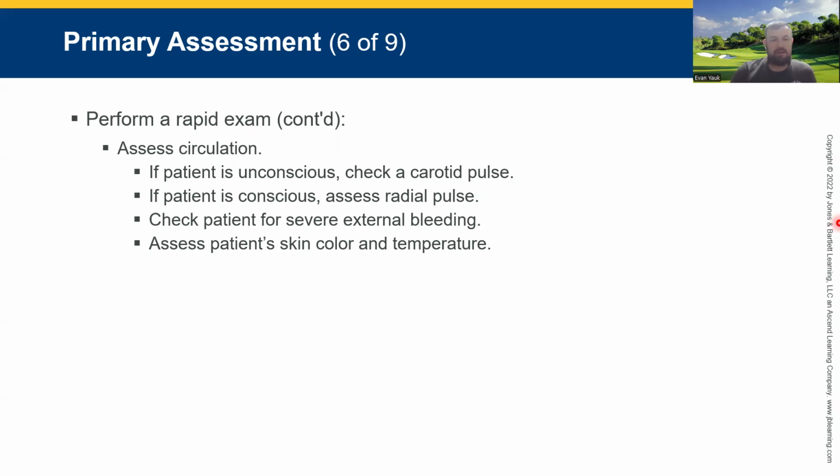Assess patient skin color and temperature. Some people are paler than others, some are darker than others, but most of us can tell if there's good circulation. Yeah, they're nice pink, warm, and dry. That's what we want. If they're pale, cool, and clammy, that's a whole other problem that we'll talk about later in the shock chapter.